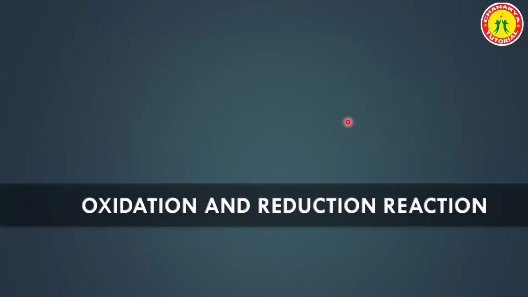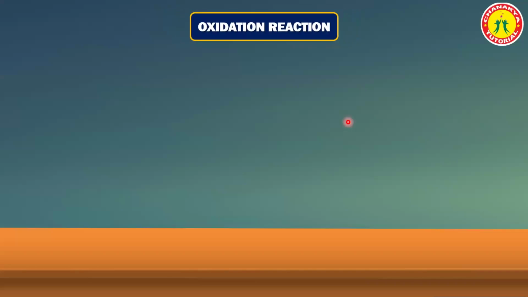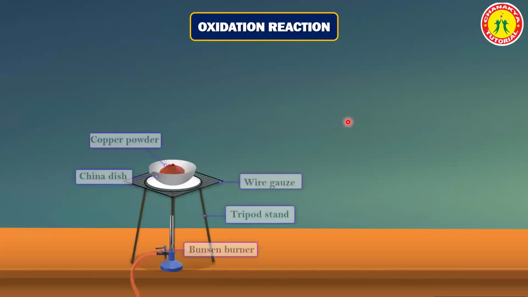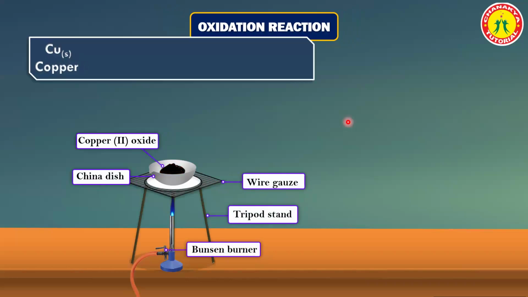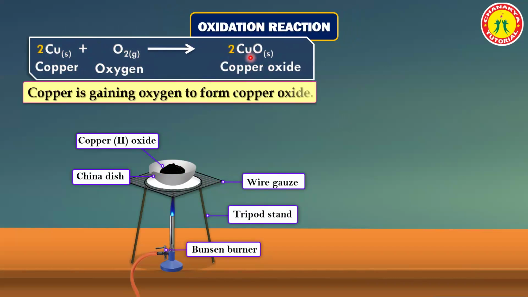Next, we'll study oxidation and reduction reactions. First of all, oxidation reaction. As the name suggests, oxidation, that is, we are adding oxygen. Now we'll take an example. We'll take copper powder and we'll heat it. If we are heating copper powder, it is combining with oxygen present in the atmosphere to give copper oxide. So what has happened? Addition of oxygen to the copper to form copper oxide. So this is an example of oxidation reaction because copper is gaining oxygen.